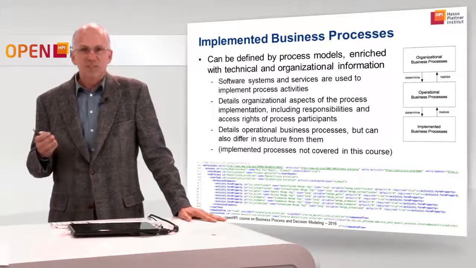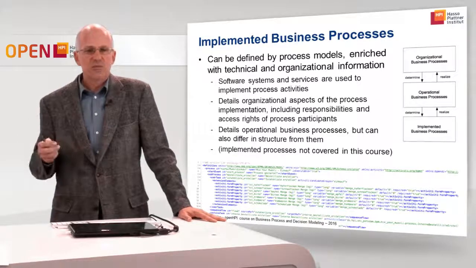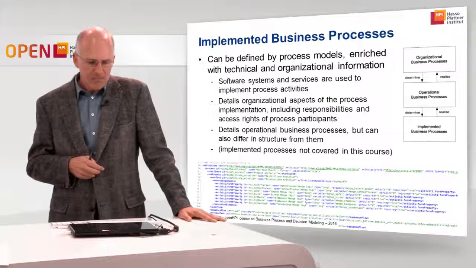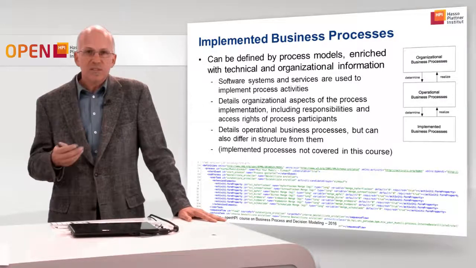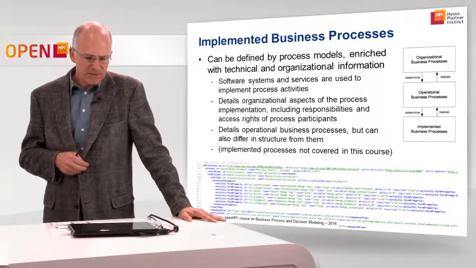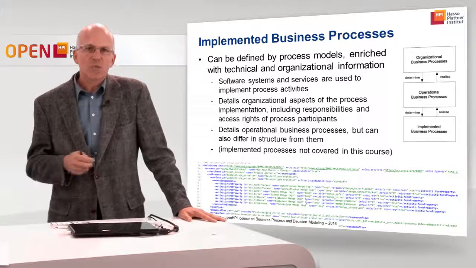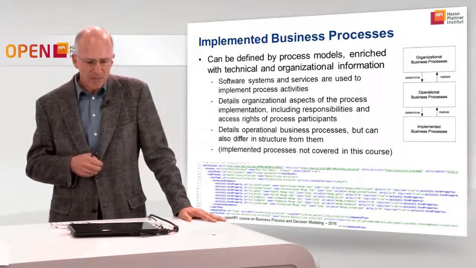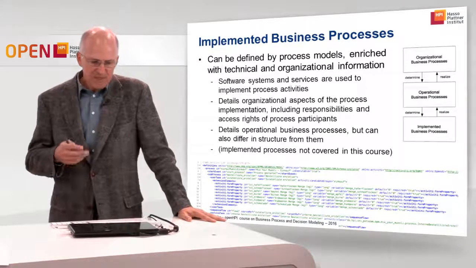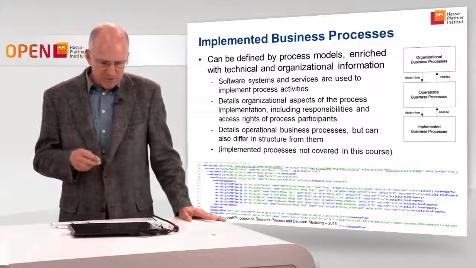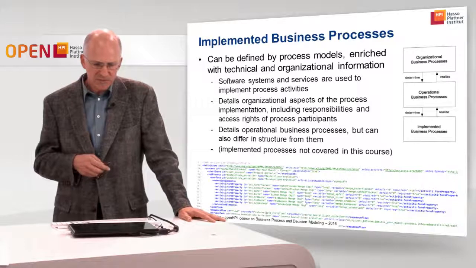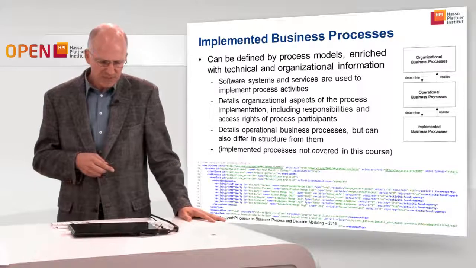We can implement business processes also using traditional techniques with traditional software systems with some kind of message passing middleware underneath. We can use an ERP system to implement business processes, although the tailoring of these systems might be a bit more complex, might require a bit more coding than when we use a BPMS. In any case, the implemented business processes contain detailed information about the implementation. So software systems and services are used to implement the process activities.